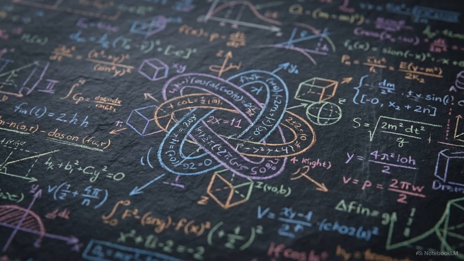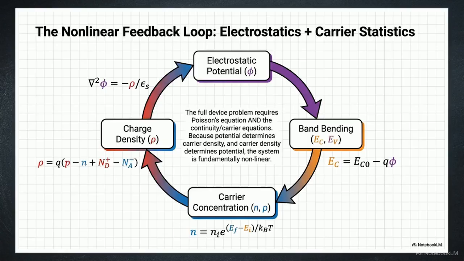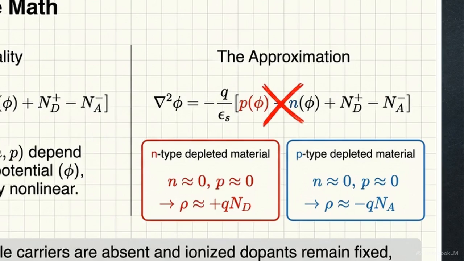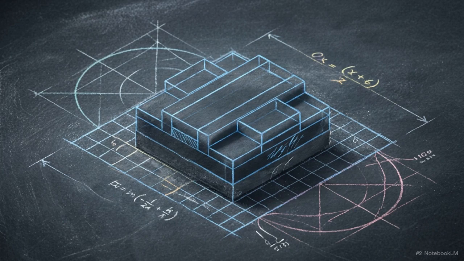Applying these rules to real devices reveals a mathematical dependency that complicates the solution. Potential curvature depends on charge, but the concentration of mobile carriers depends exponentially on that same potential. This creates a circular dependency loop. Because potential and charge are exponentially coupled, finding an exact analytical solution is often impossible. To bypass this, engineers use the depletion approximation. By assuming mobile carriers are absent in high field regions, the charge density becomes a fixed constant that is easily integrated. This approximation allows us to model complex devices with a manageable level of mathematical precision.